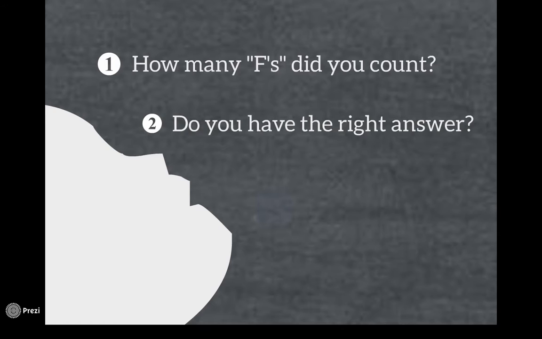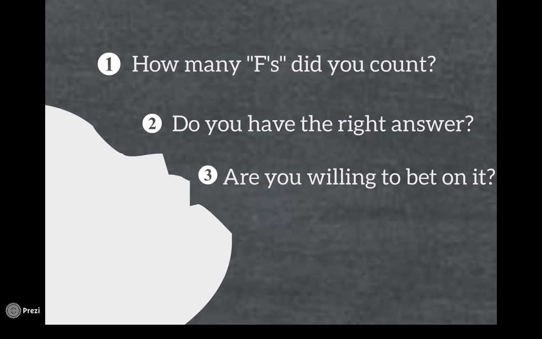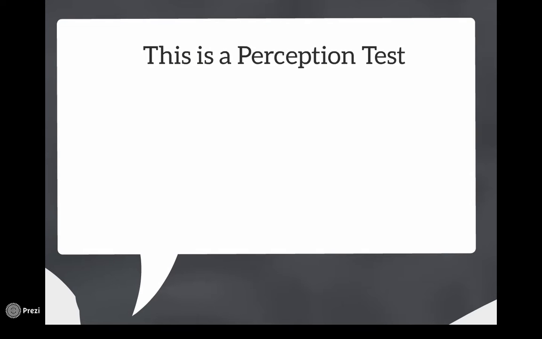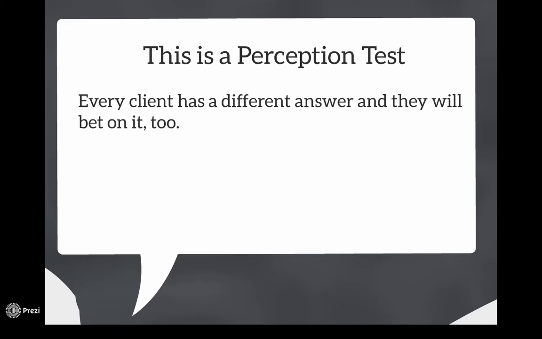Here's the takeaway. This was a perception test. What I want you to know is just like all the people that took this test have different answers to how many F's are in that sentence, every client has a different answer as well. And they're going to bet on it too. One person might bet 4, one person might bet 6. So why is that important?